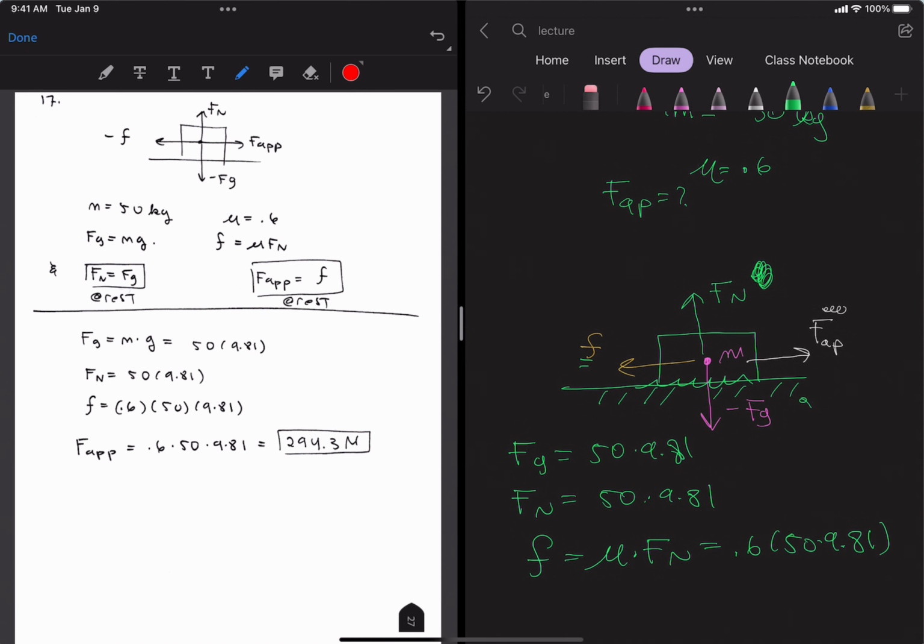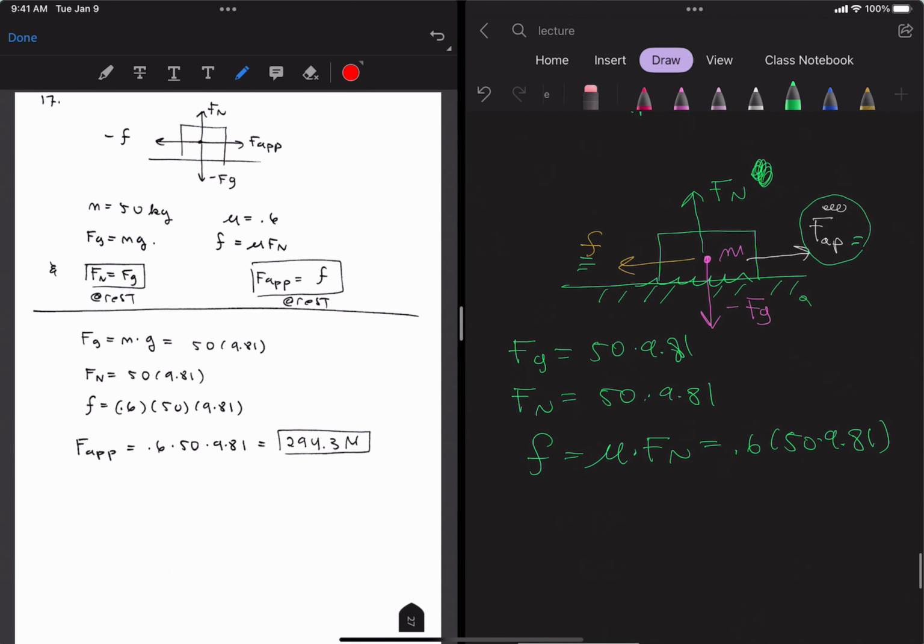So the problem is not asking for friction, it's asking for the applied force. And just like now this is in a horizontal direction, it's stationary, and the only way that that's possible is if the applied force is balanced by friction. Or another way to say that is that the applied force is equal to friction. So the applied force is also going to be 0.6 times 50 times 9.81, and that will give you 294.3 newtons.